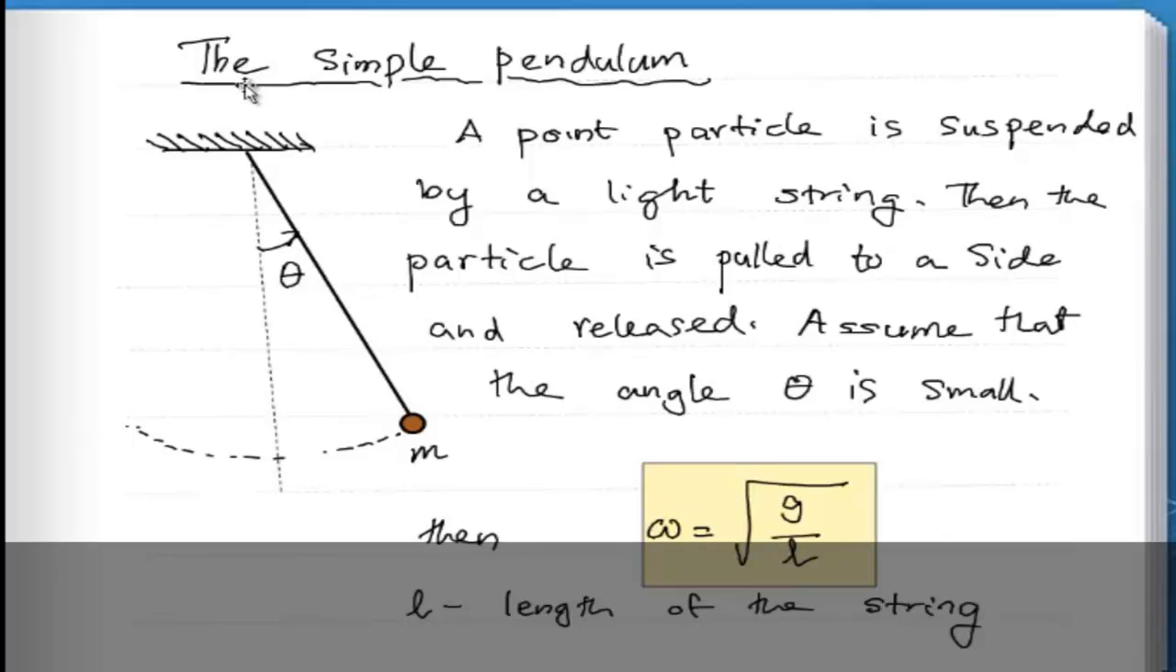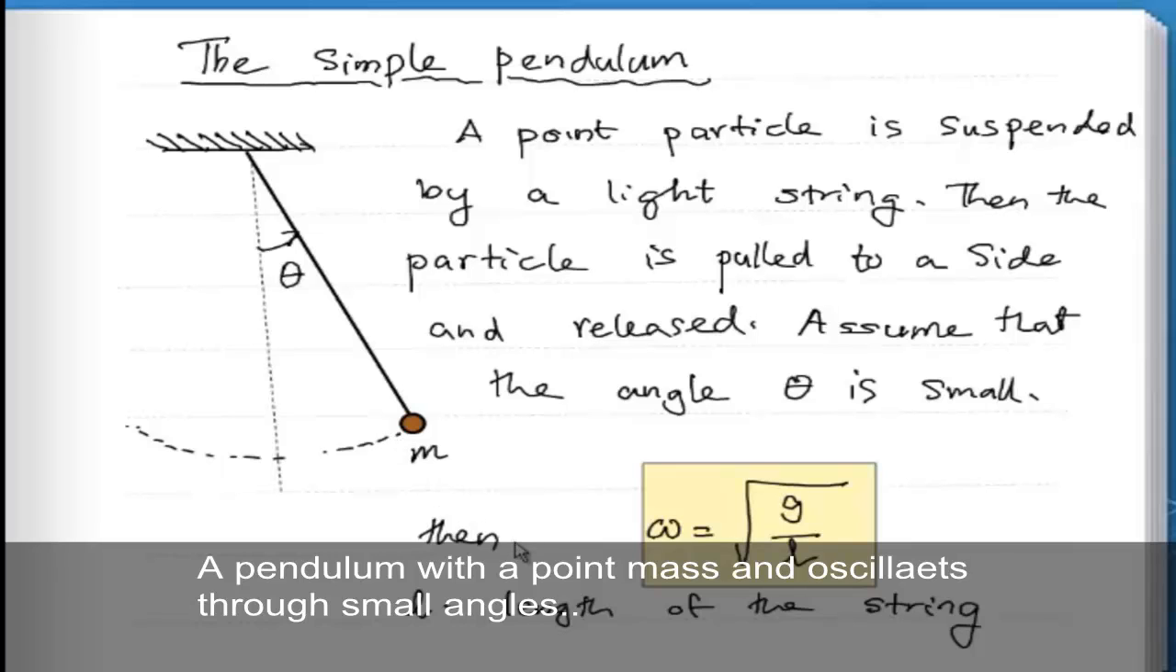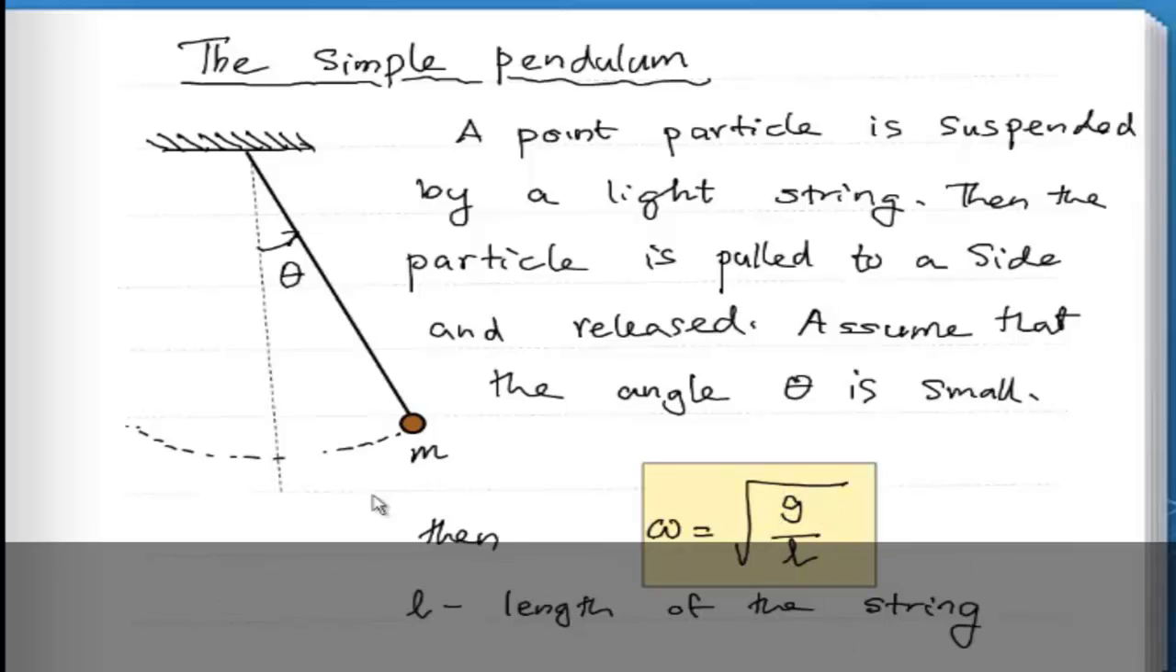The second example is the simple pendulum. A simple pendulum is a pendulum which consists of a point mass and also oscillates through small angles. Then we can show that the angular speed is given by the square root of g over L. L is the length of the string and g is the acceleration due to gravity. For this pendulum, the angular frequency depends on the acceleration due to gravity.